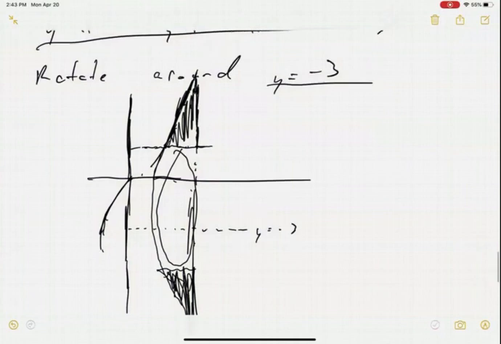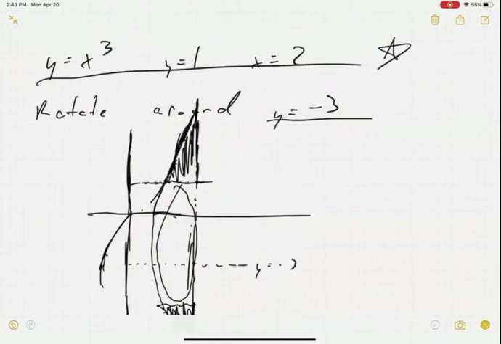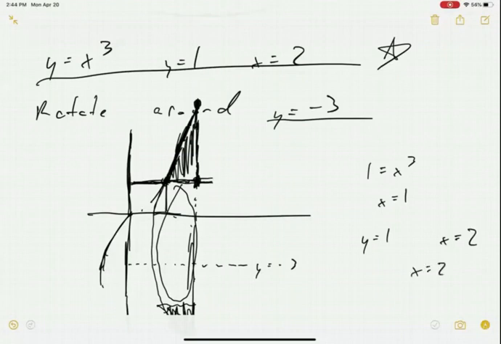First thing I need to do is, our curves intersect here, here, and here. I need to figure out what all those points are. This one's easy to find. It's where this line y equals 1 intersects our curve y equals x cubed. So where does 1 equal x cubed? When x equals 1. What about this point here? That's where our line y equals 1 hits the line x equals 2. That's just when x equals 2.